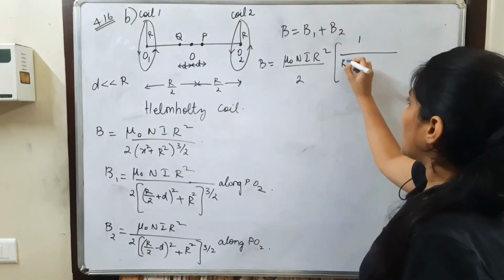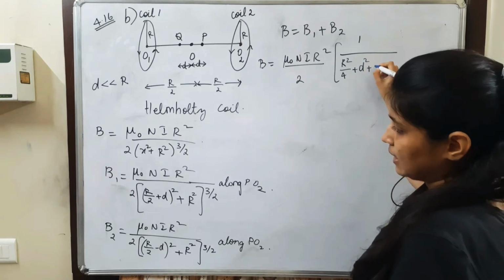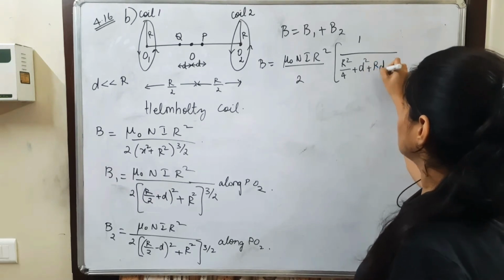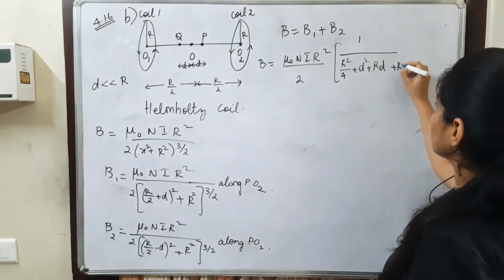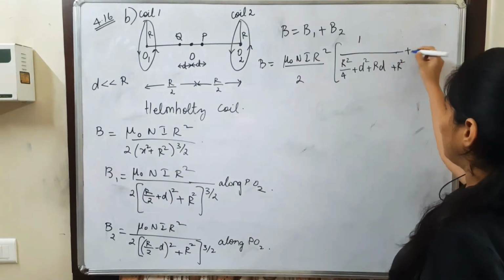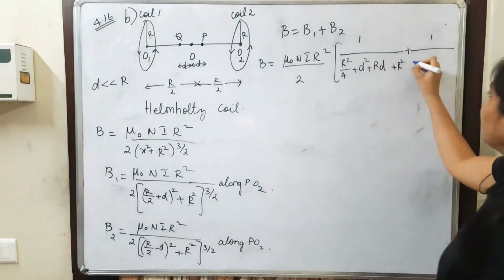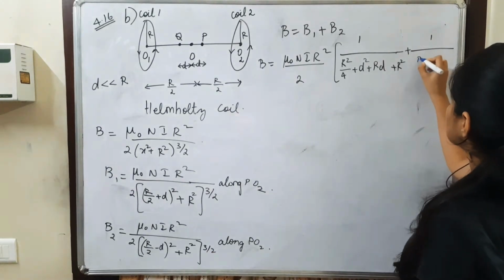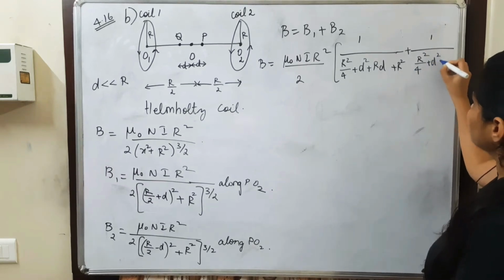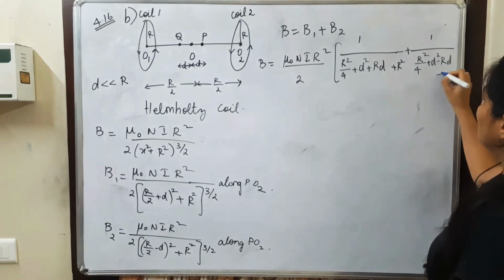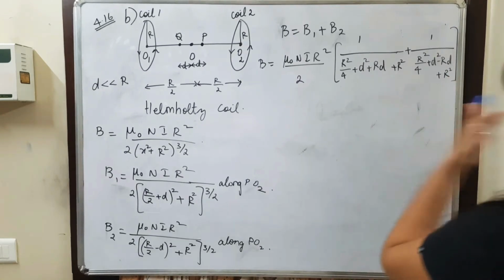So you'll be getting R square by 4 plus D square plus RD, isn't it? A plus B the whole square formula, plus R square. Okay, then plus 1 divided by, expand this term. So this term will be, I'll write it here, R square by 4, I hope you understand it properly, minus RD plus R square.